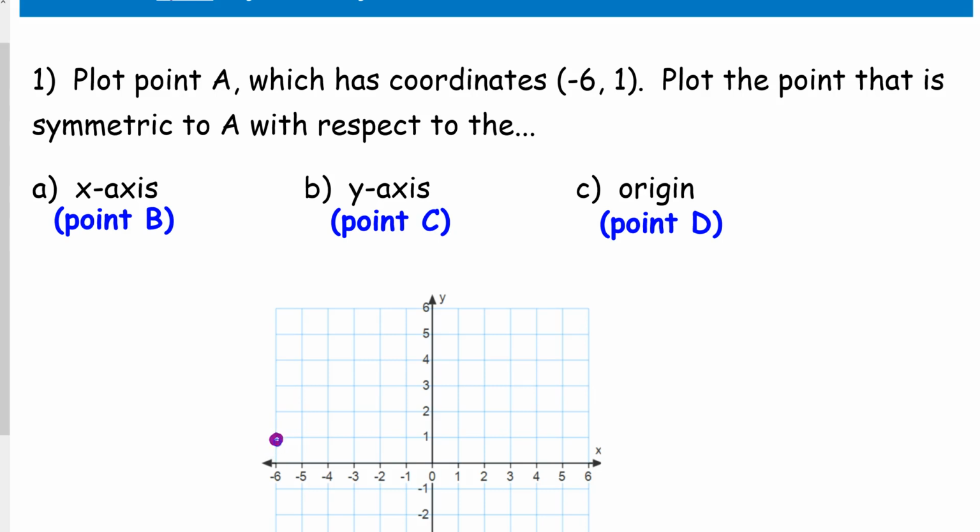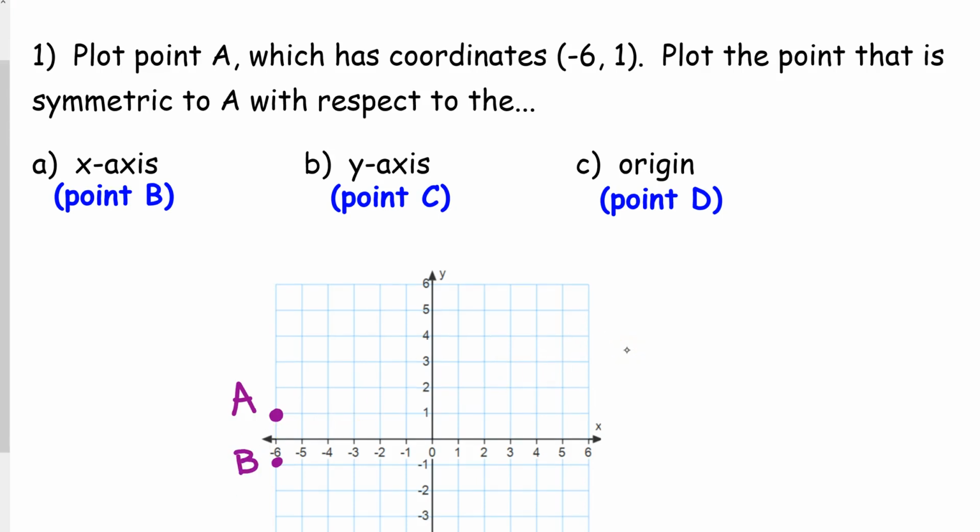Okay, here it is. Next, we're going to plot the point that is symmetric to A with respect to the x-axis. So if you were to reflect the point across the x-axis, you would have point B, and its coordinates would be -6, -1. So notice that the 2 points have the same x-coordinate and the opposite y-coordinate. So if you reflect across the x-axis, or if you have symmetry across the x-axis, you have the opposite y-coordinate.